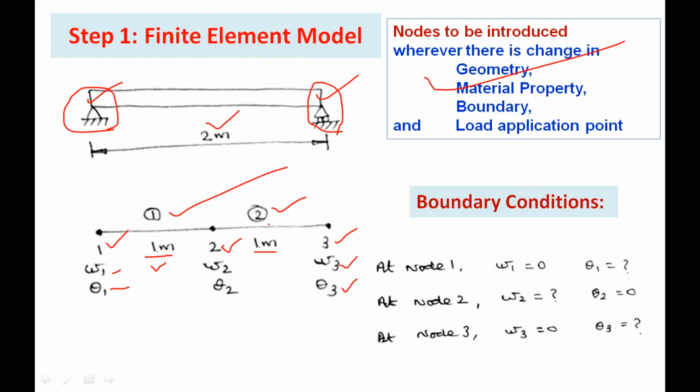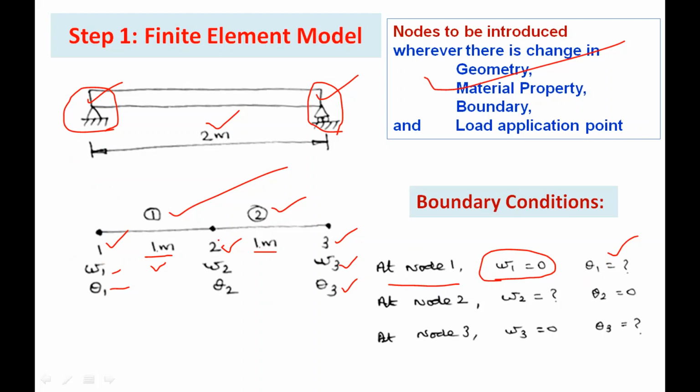For this finite element model, let us see what the boundary conditions are. At node 1, what is node 1? Node 1 is the supported end. So at this hinged support, displacement is 0. So W1 will be 0. There will be rotation. Rotation is permitted. So theta 1 will be there.